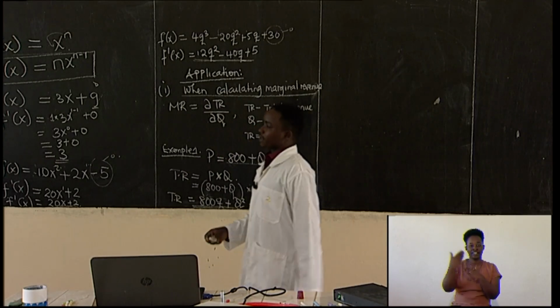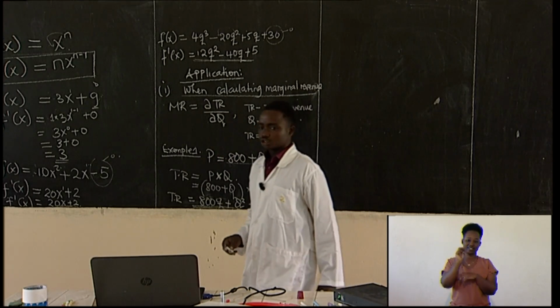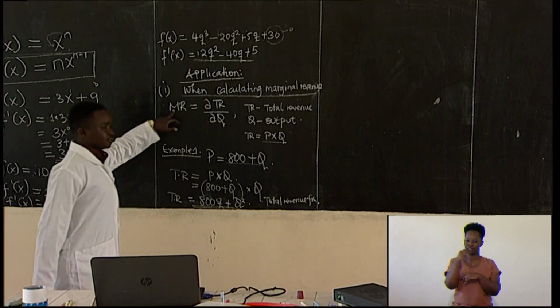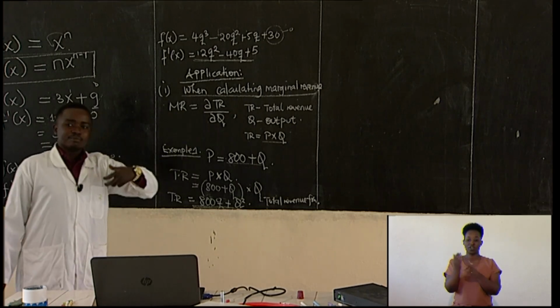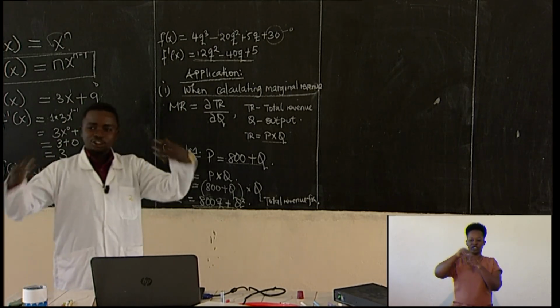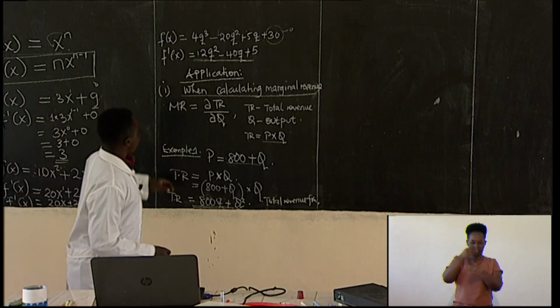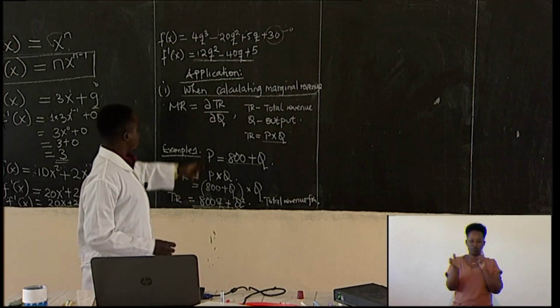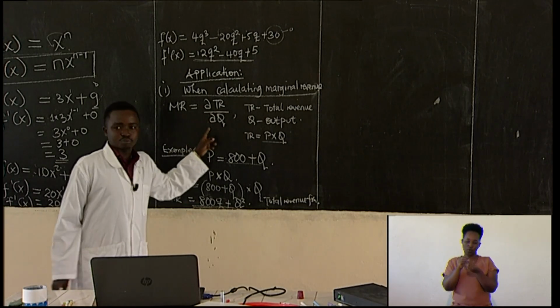Then we can get the marginal revenue function. Remember, to get the marginal revenue function, the additional income realized after selling an additional unit of output, we differentiate the total revenue function with respect to output.